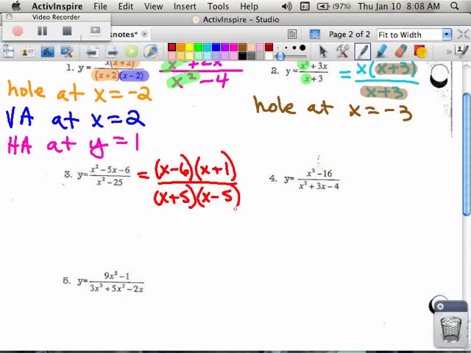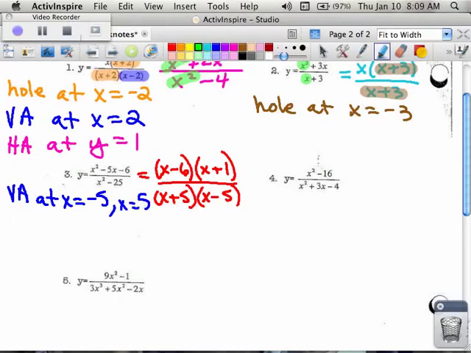Are there any holes? No. No holes. But on the bottom, I notice that there are two things that make my denominator 0. So I know that I have vertical asymptotes at x equals negative 5 and at x equals positive 5. Both, because they make the denominator 0.